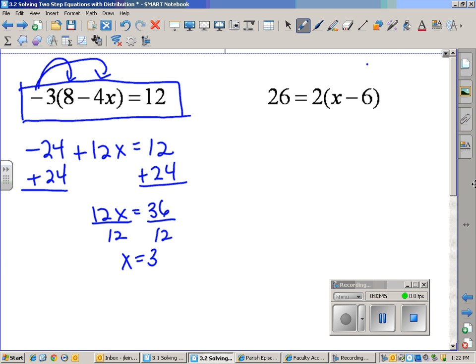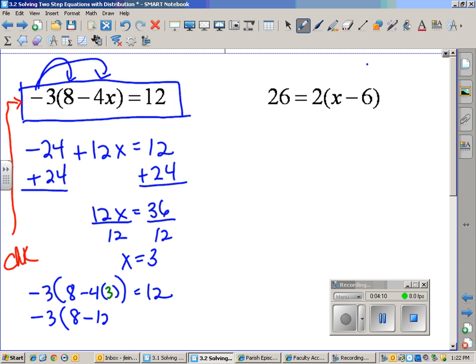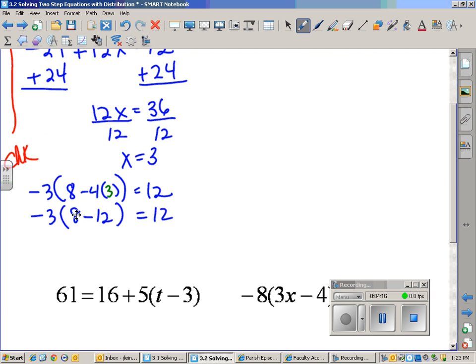The check, we go back to the original problem, all the way back up here, not the distributed guy. We have to go back to the problem that's in the box. Minus 3 times 8 minus 4, make a shell, equals 12. I think x is 3. Let's see what happens. We'll do the inside of our parentheses first. 8 minus 12 equals 12. And now you have a choice. You can distribute the negative 3, or you can just go ahead and say, well, 8 minus 12 is negative 4. So I think I'll do that. And a negative times a negative is a positive, and my check worked.